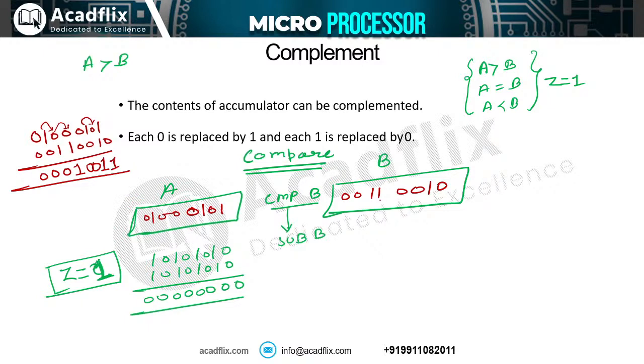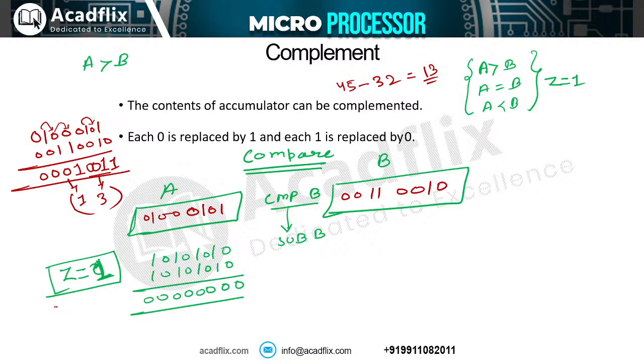So this is 45, and this is 32. You will get how much? You will get 13. Okay, so this is 13. This is 1 in binary decimal, and this is 3 in hexadecimal, right? So we are getting the right value.